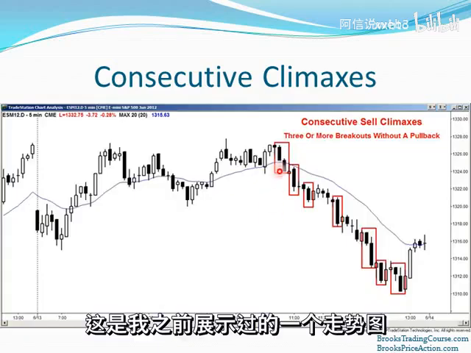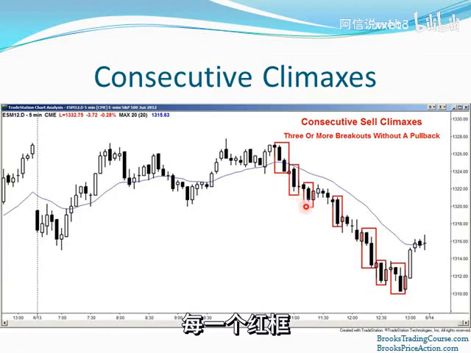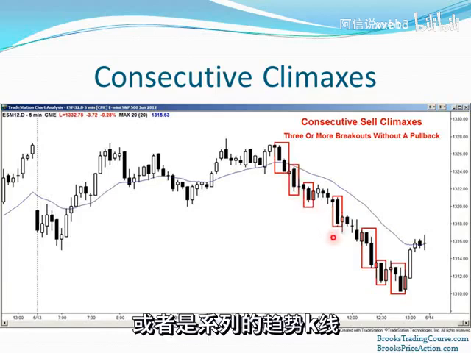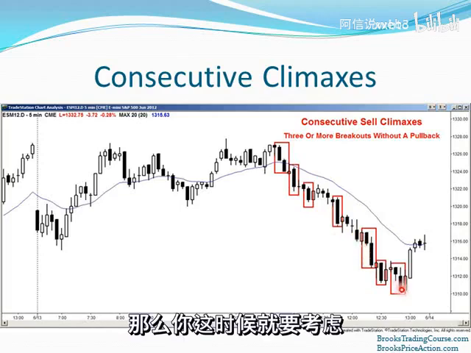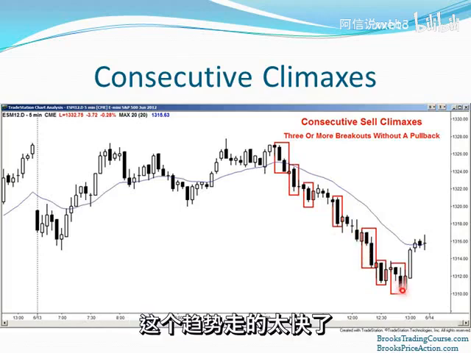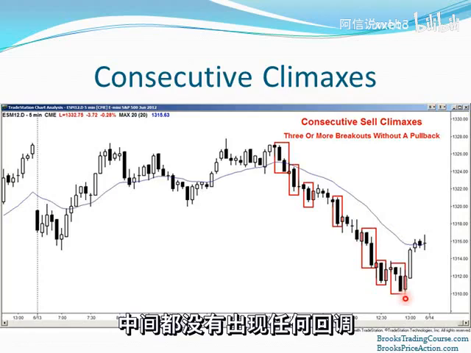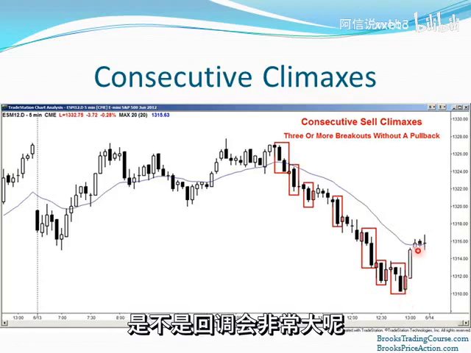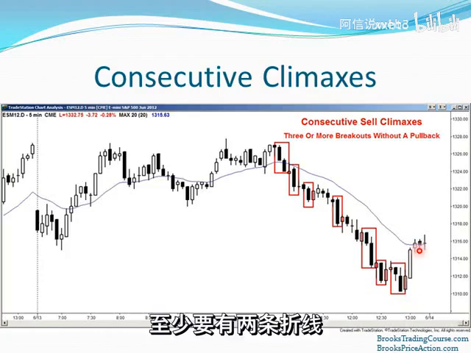Here's that chart that I showed earlier. Each one of these red boxes is a sell climax, a trend bar, or a series of trend bars, and you have to start thinking that, wow, this is going too far too fast without a correction. So once a correction begins, you have to start thinking, well, the correction probably will be bigger than what people expect. It should have at least 2 legs and have at least 10 bars.